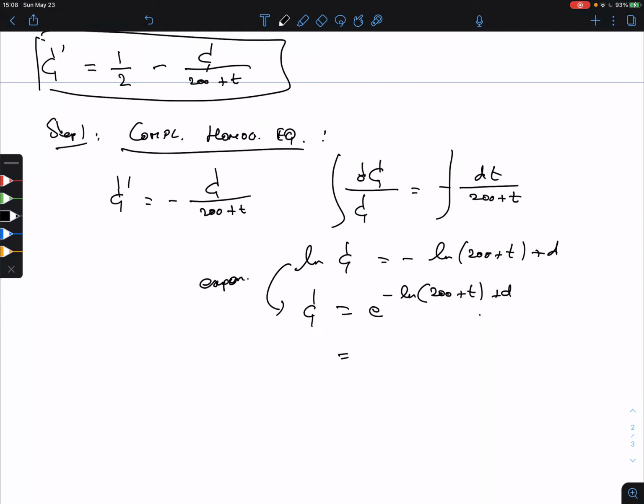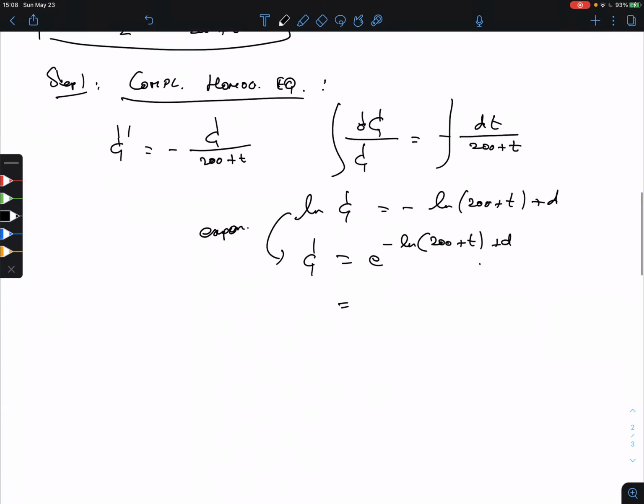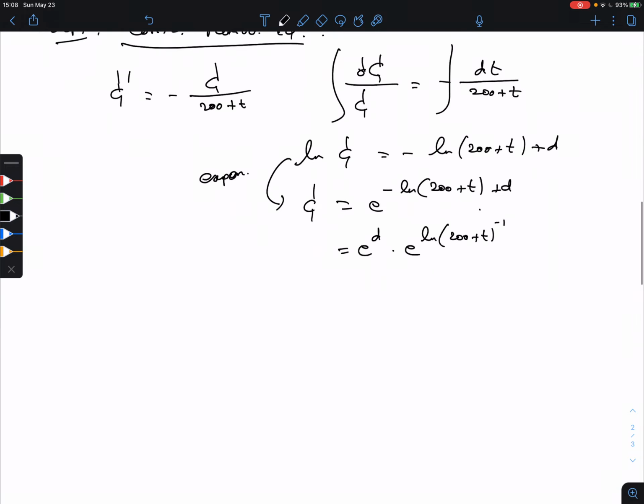Now let's work that out. We can split this sum as e to the power D, that we will now call C later on. And what do we do with the minus here? We bring that inside, right? So it's e to the ln of 200 plus t to the power negative 1. Remember, a coefficient in front of an ln becomes an exponent inside the ln. Be careful, don't do that wrong here, otherwise you get different wrong things.